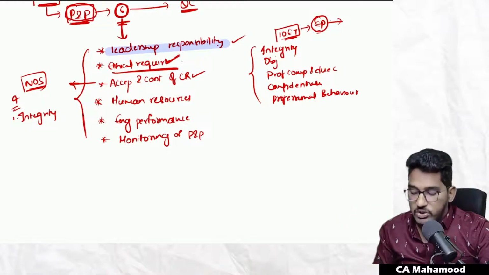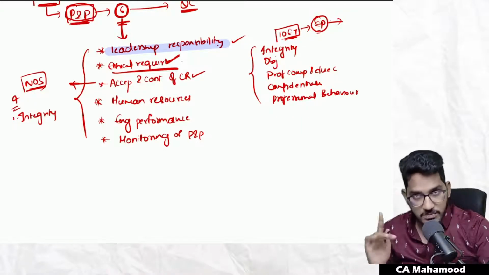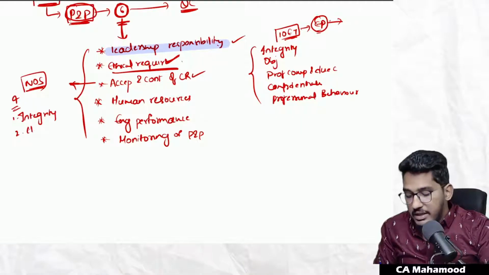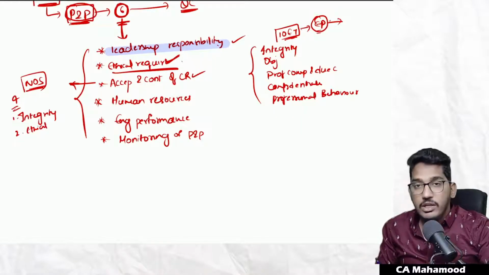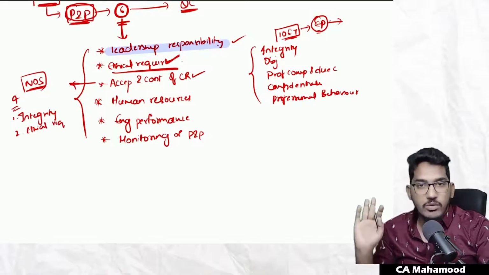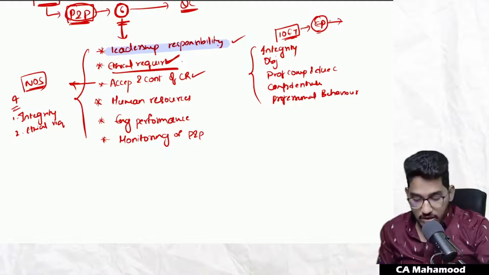So the first factor which you need to consider before taking a decision regarding acceptance and continuation of client relationship is integrity of the top level management. Number 2, compliance with ethical requirements. Before accepting the audit, you should check: if I accept the audit, am I in a position to comply with the ethical requirements? Is my engagement team able to comply with ethical requirements?